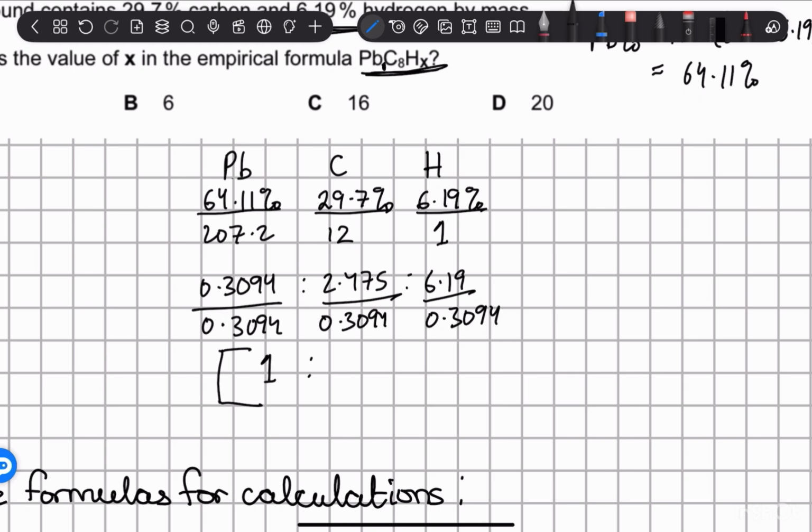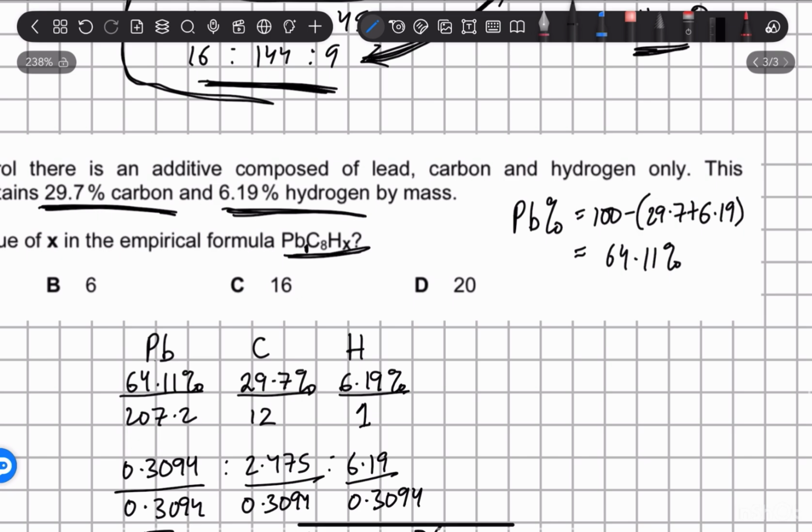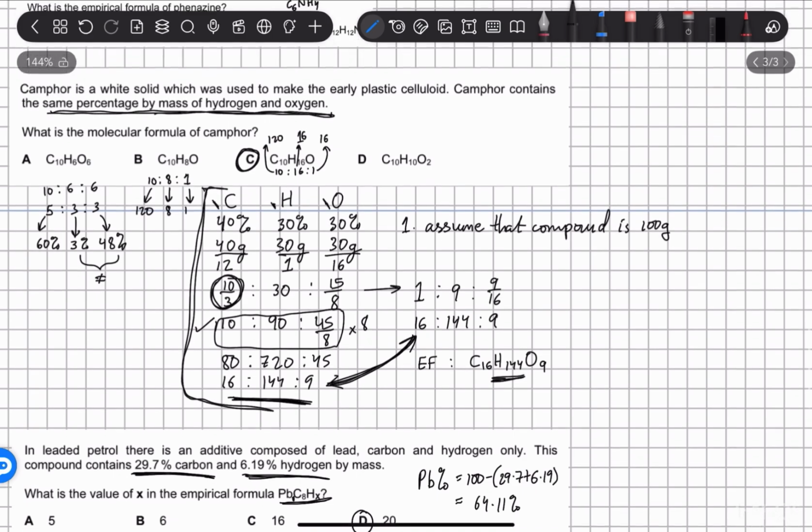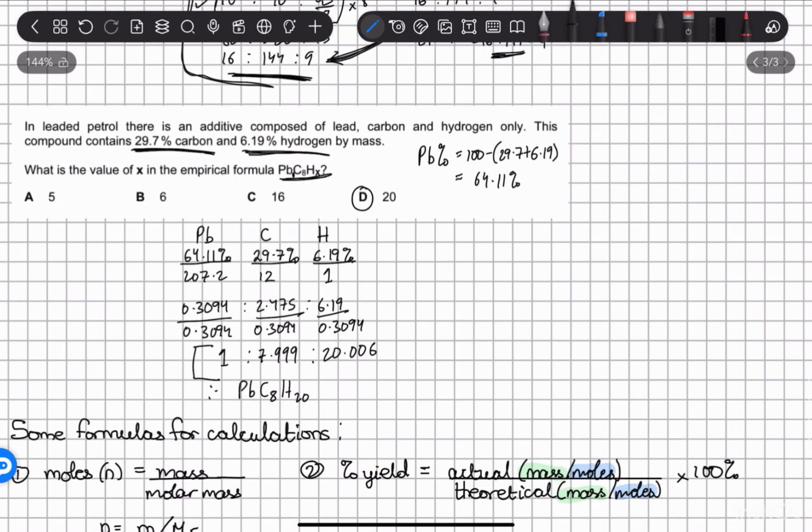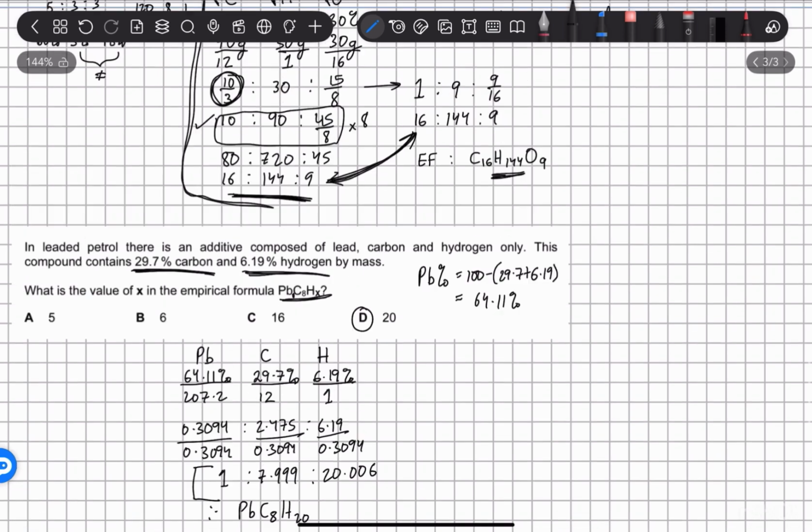So this would be 1. This is actually 7.999. And what we get for hydrogen, which is what we're looking for, is 20.006. So therefore, when I simplify this, I'm going to get PbC8H20. So our answer for this question is D. And that's how you do it. So that's for the notes. We're done with the two last examples that I had.